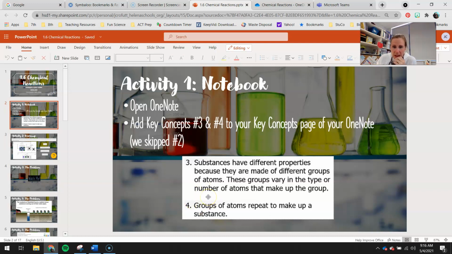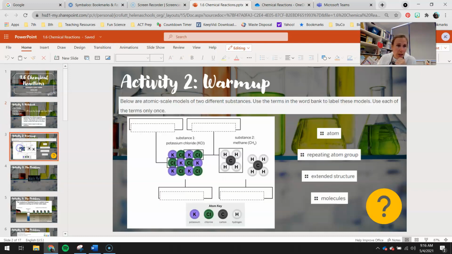And then finally, groups of atoms repeat to make up a substance. So especially if we're looking at a solid substance or any substance that we can tangibly see, we have a lot of atoms forming together to make that. And even with air, we have a lot of molecules doing the same thing, but because they're so spread out, we can't see them. All right, let's look at the warm-up that you should have completed today.